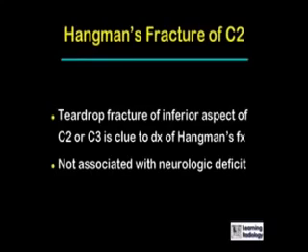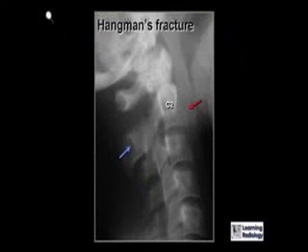Hangman's fractures may manifest themselves by a teardrop-shaped fracture on the inferior aspect of the body of C2 or C3. So that's an important clue to look for on the lateral radiograph. Hangman's fractures that occur as a result of motor vehicle collisions are not associated with neurologic deficits.